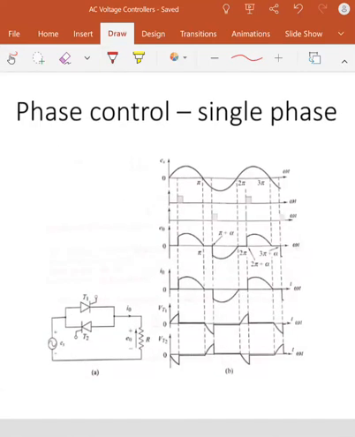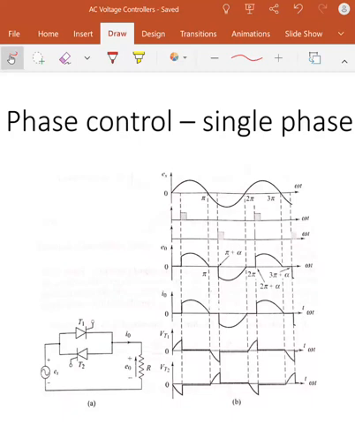Obviously, in a single phase circuit, if you want to do that, we have to have two anti-parallel connected thyristors. In the previous case, we had only one thyristor, only for the positive half cycle. Here we can do the same thing for the negative half cycle also. So let us take an input AC waveform. For the positive half cycle, I am giving the firing angle at this instant, so that the waveform will start from here and end at the end of 180 degrees.